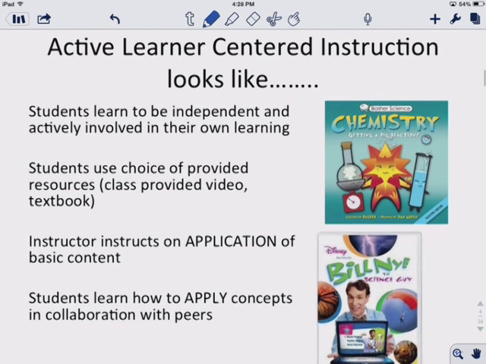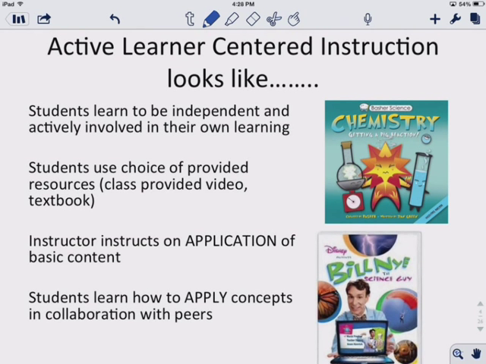The way we like to structure our class is active, learner-centered instruction. In most of your classes, you've probably sat in class and had a lecture and gone over definitions, and then you get to the test and you think, this looks nothing like what we did in class. We like to change that, so we're going to get you to become an independent learner, actively involved in your learning.